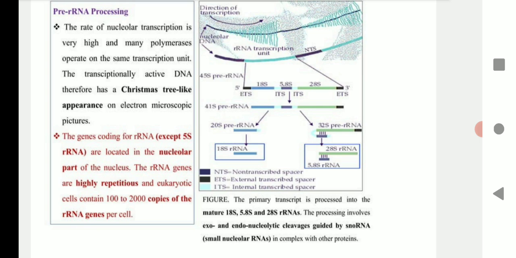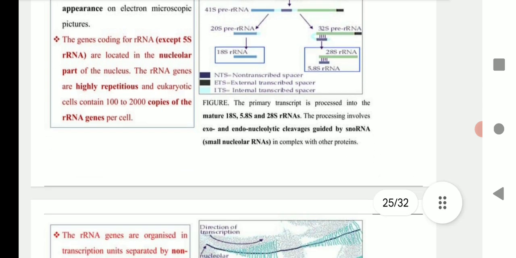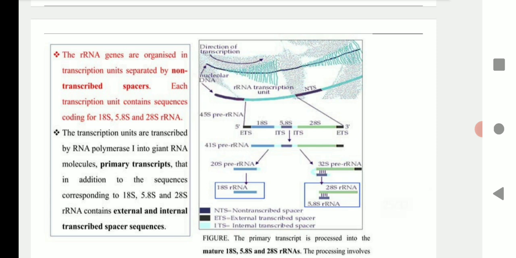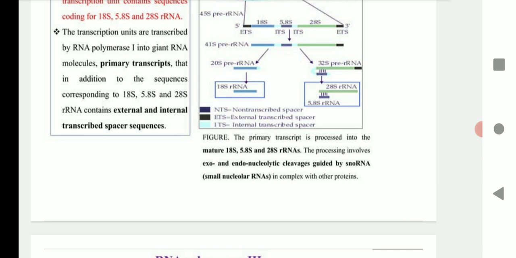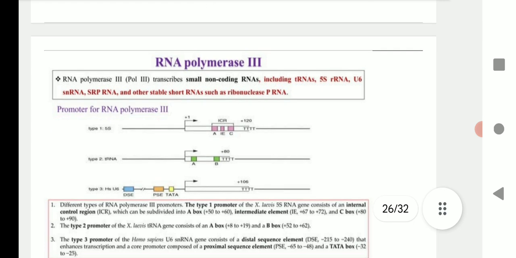Once the primary transcript is synthesized, the snoRNA is guiding. It cleaves them into individual 18S, 28S as well as 5.8S rRNA. Here the beauty is there is no cap and tail. Don't forget, it is present only in the case of the mRNA. The rRNA genes have non-transcribed spacers, as I told. Here we can see the same diagram, how these spacer nucleotides are eliminated.